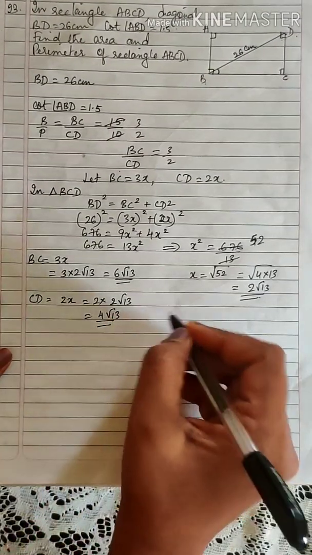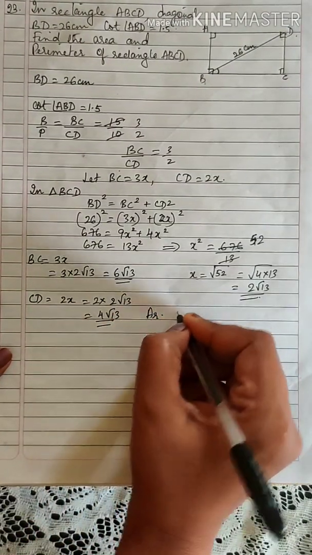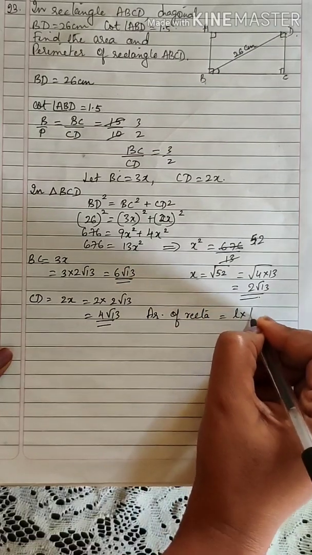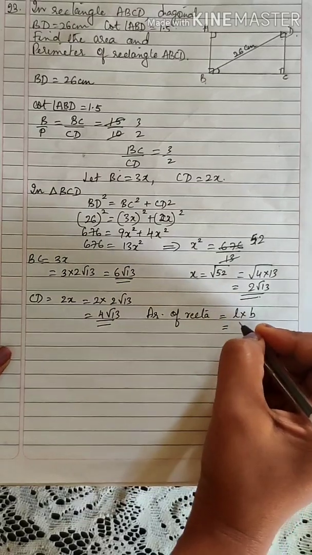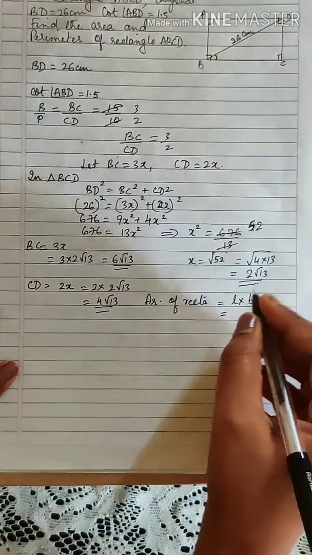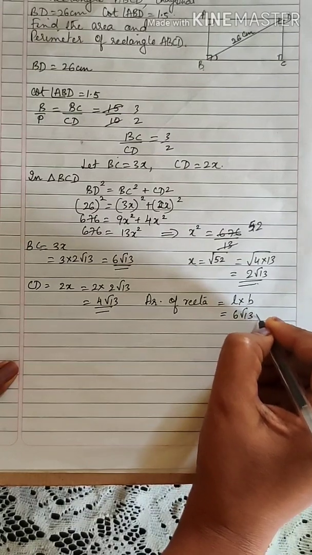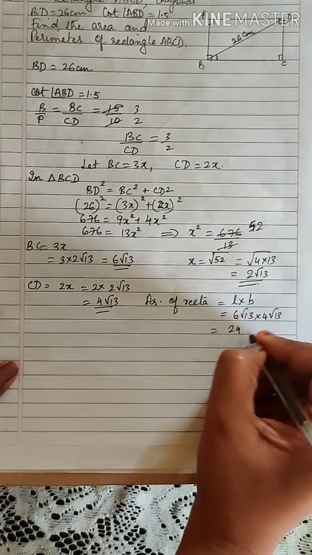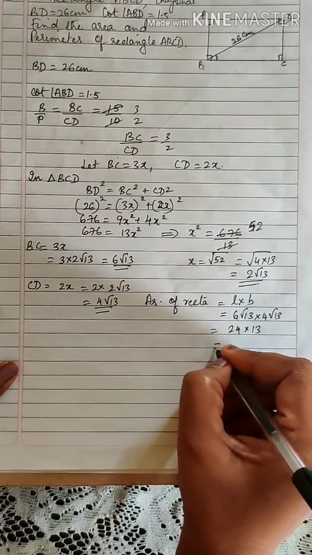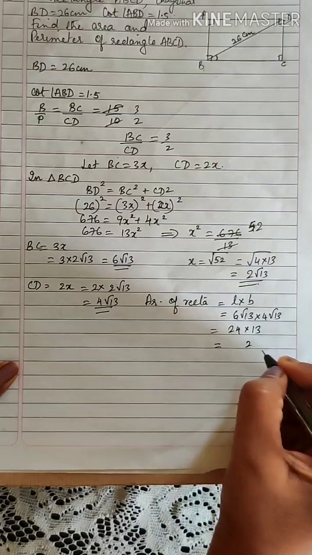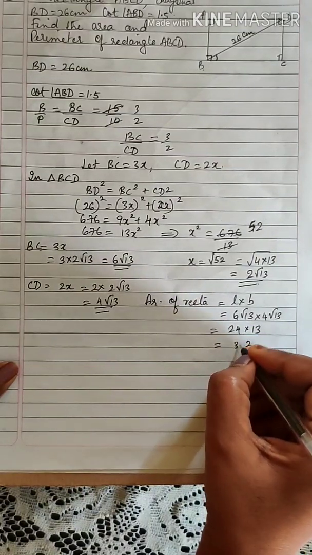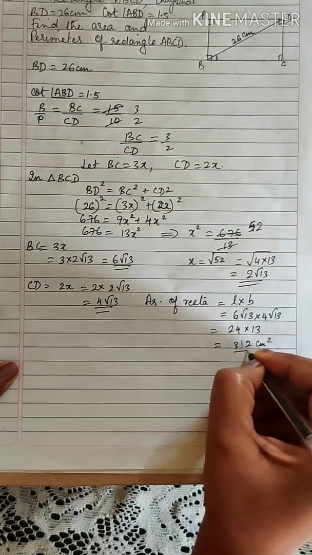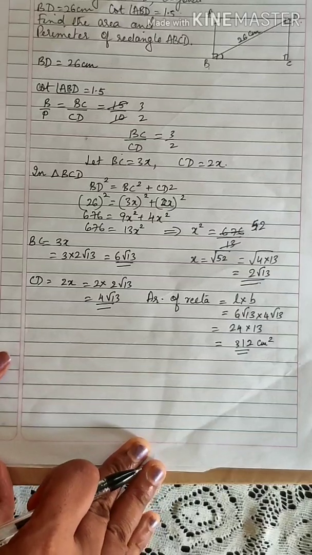Now we can find the area of the rectangle. Area of rectangle will be, using this formula, L into B. Now your length is 6 root 13 and breadth is 4 root 13. 6 4s are 24. Root 13 into root 13 is 13. So 13 4s are 52, 5 and 3 is 12... so you get 312 centimeter square. This is the area of the rectangle ABCD.